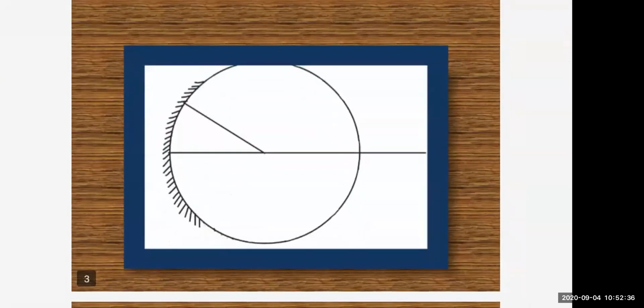Chapter 7, Science Part 1, Chapter 7, Lenses. Now, first diagram, it shows the spherical mirror. Now, you might be thinking why I'm showing this spherical mirror, right? Actually, what is the use of spherical mirror?